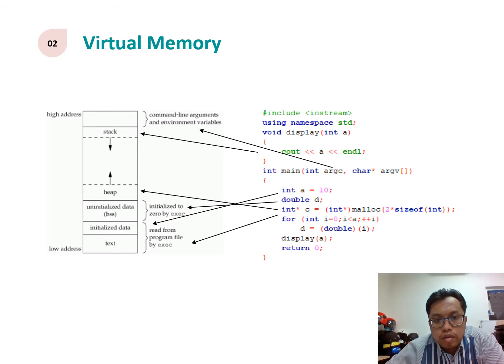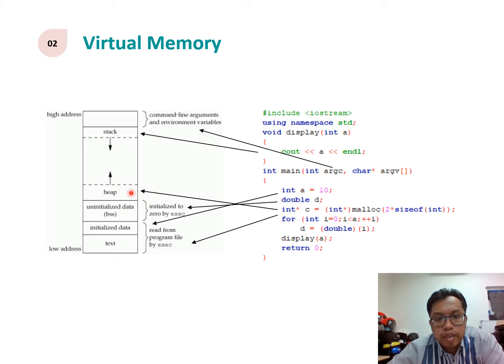Here you have first the text. This is the text of your program being saved here. Then you have the initialization or declaration of your variables, like integer a and double d, with the assignment, with the initialized values. The one without the initialized value, the uninitialized, will be saved here.